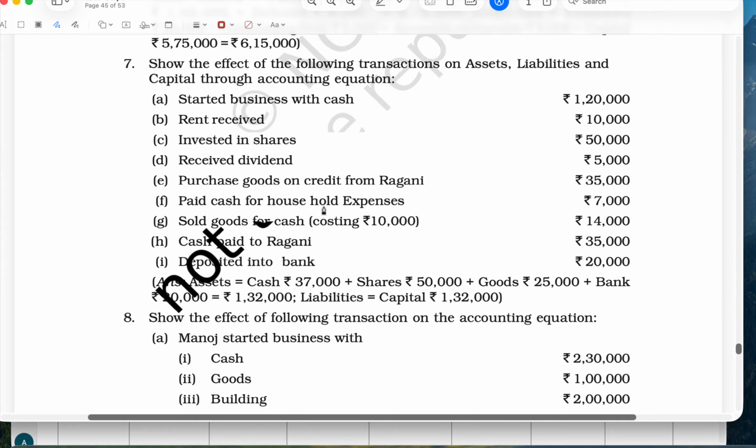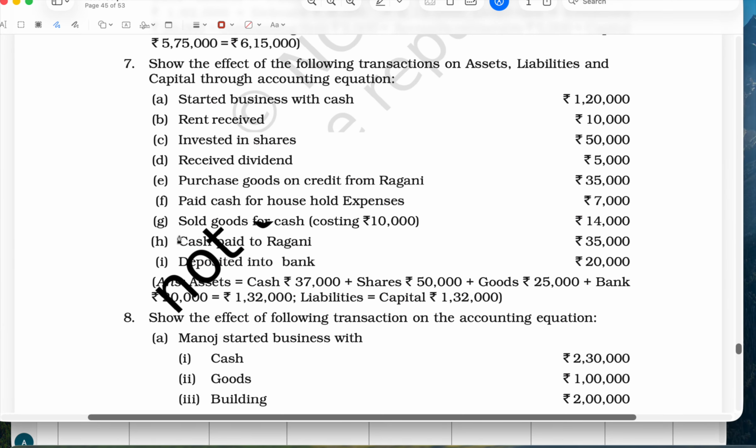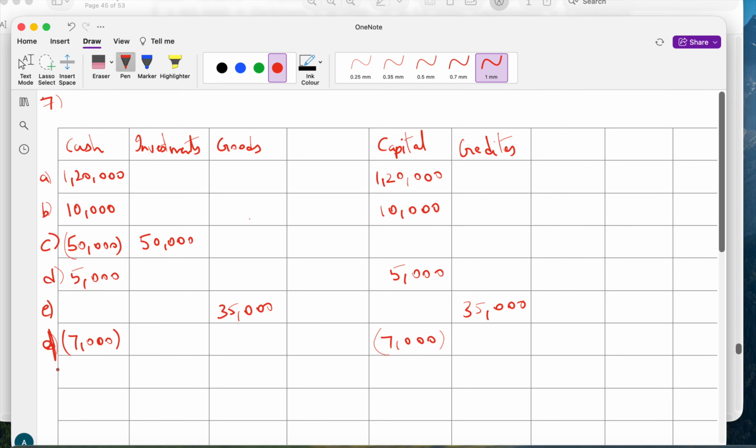Next we have F. Paid cash for household expenses 7,000. So cash is being paid for household expenses, which means cash will decrease and it's drawings, so capital will also decrease. Then goods sold for cash costing 10,000 for 14,000. So goods will reduce by 10,000. Since it is a cash sale, we will add it to cash. What is the profit difference? 4,000. So that is a profit. We will be adding it to the capital.